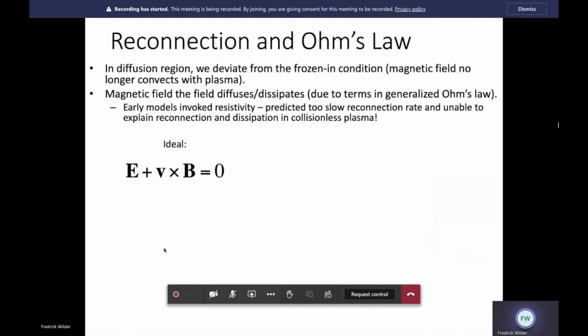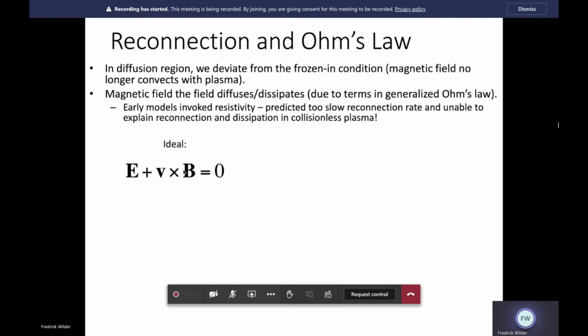So in the diffusion region, what we're really doing is deviating from the frozen-in condition. That's what I was saying earlier. In collisionless plasma, the magnetic field will convect with the plasma. But in the diffusion region, the magnetic field is diffusing into the plasma. That's what allows the different fields to reconnect. This happens due to terms in generalized Ohm's law. In an ideal collisionless plasma, you would basically have no electric field in the frame moving with the plasma, and the magnetic field would be carried by the plasma.